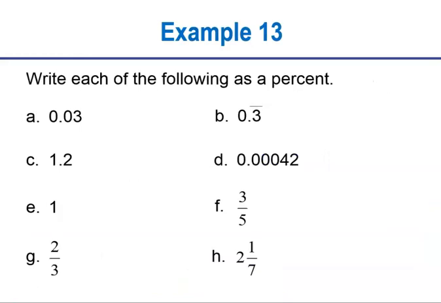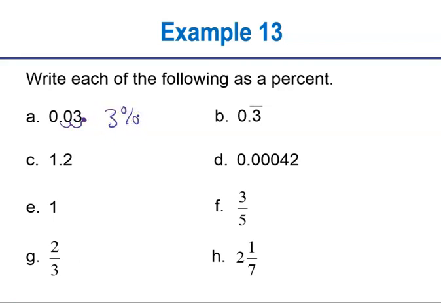So here's our first example. Write each of the following as a percent. You probably are very comfortable with this. To change a decimal to a percent, you know the drill. You move the decimal 2 places to the right. But why is that? If I move that 2 places to the right, that answer is 3%.